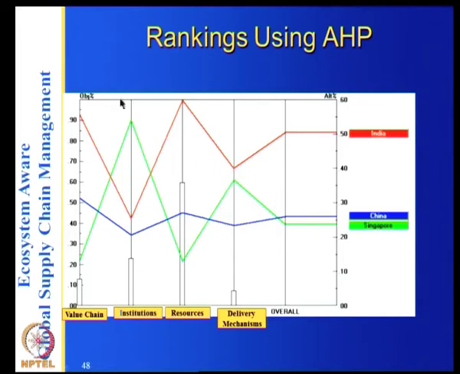So Singapore gains both in terms of the institutions as well as the delivery mechanisms, but in terms of the resources and the value chain, it gets lower. But anyway, these factors can change. The only thing is, this is only to illustrate the method. We are not here to go on the rankings of this and so on, just to illustrate the method.